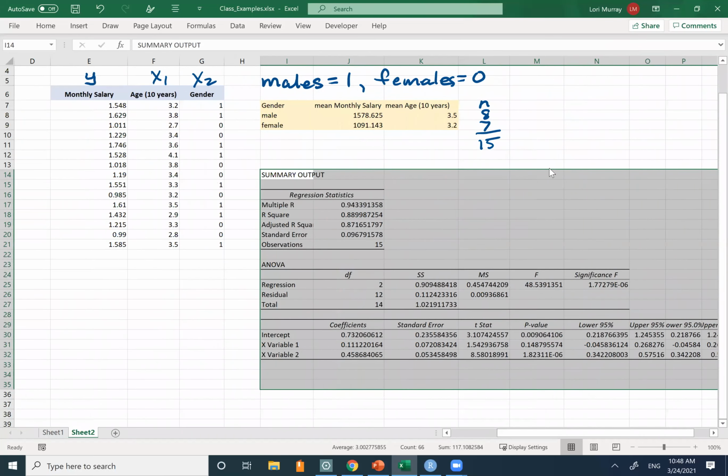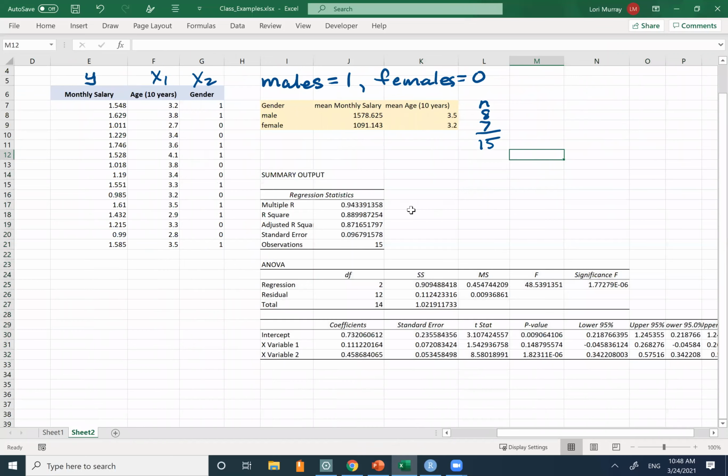It just pops up. Okay, here's our regression statistics. R squared, looking good. 0.89 rounded to 2. Adjusted R squared, 0.87. Standard error of the estimate for the model is 0.096. Observations, it's what we got, 15. Okay, we know how to find those.